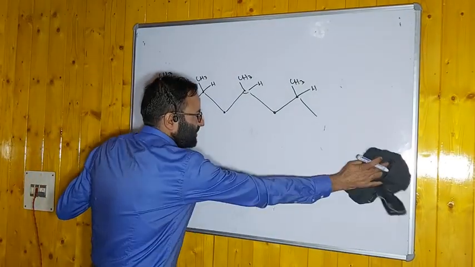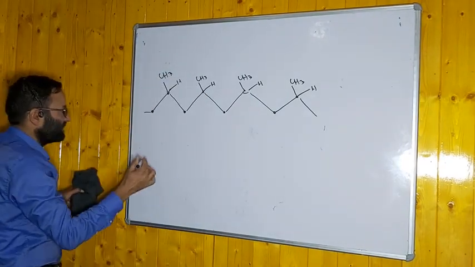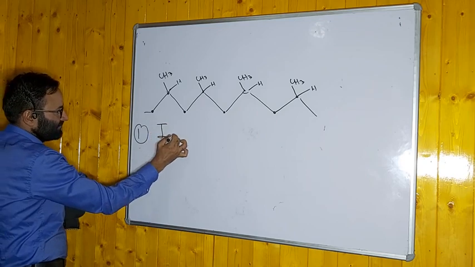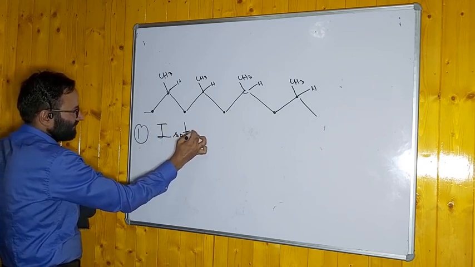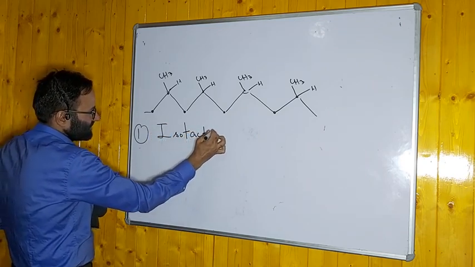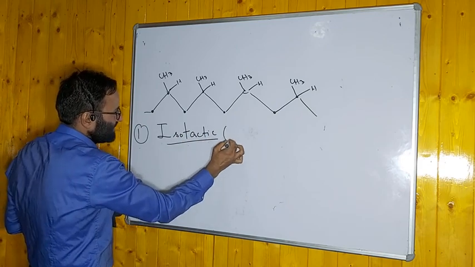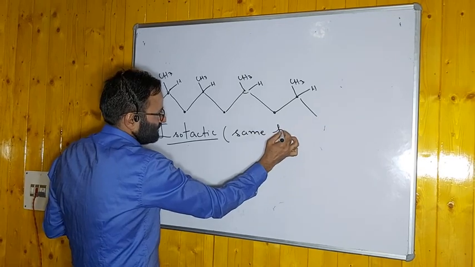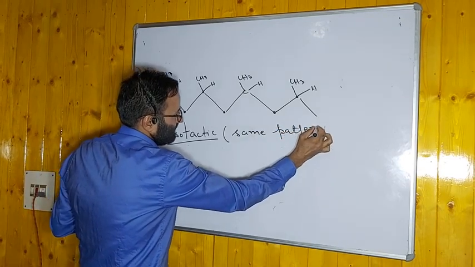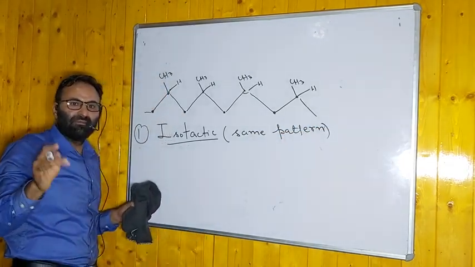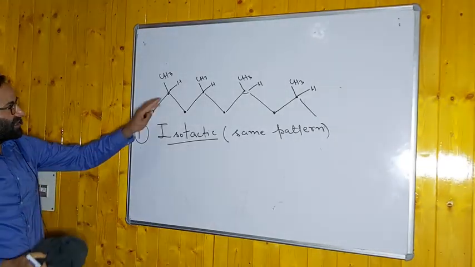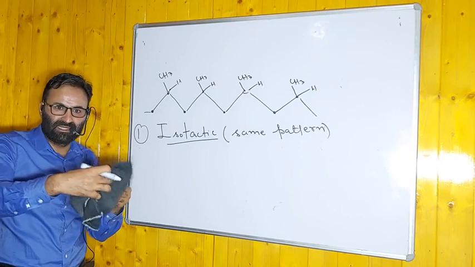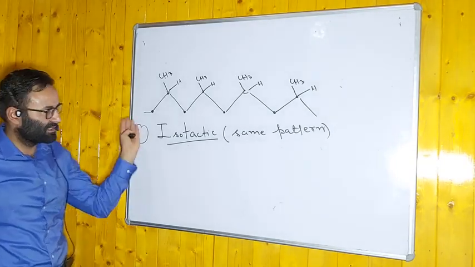Now we have three stereoisomeric forms. The first form is isotactic. Iso means same, same pattern. It means the arrangement will be the same. The positions of methyl groups on the zigzag backbone will be the same.